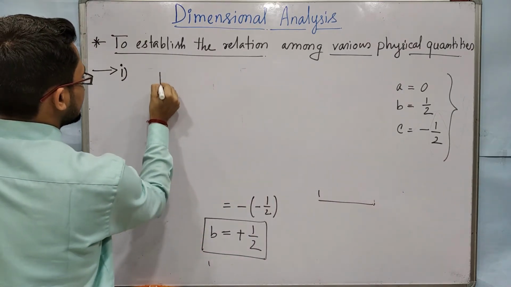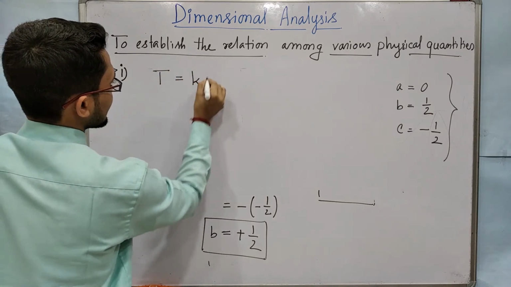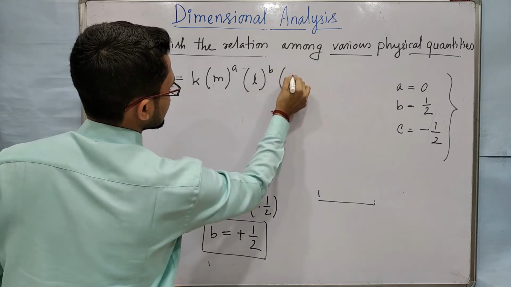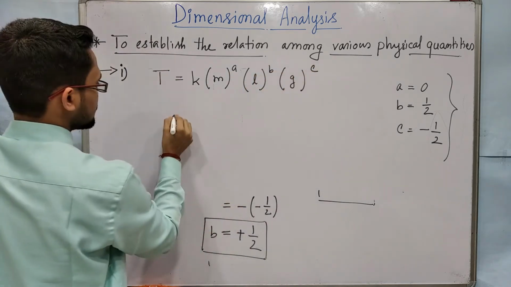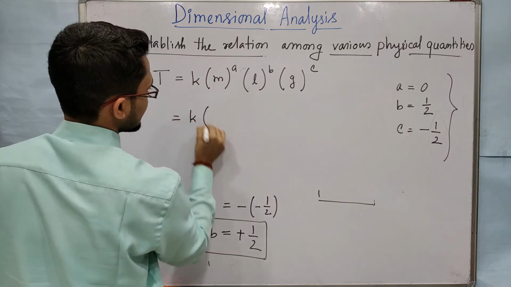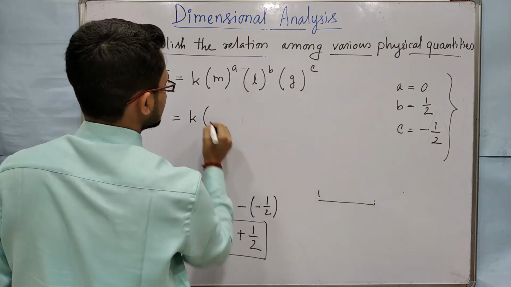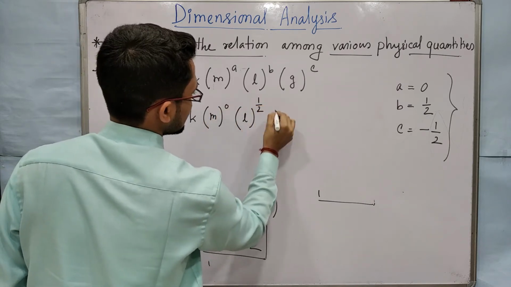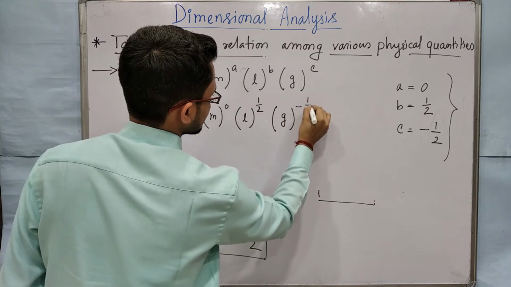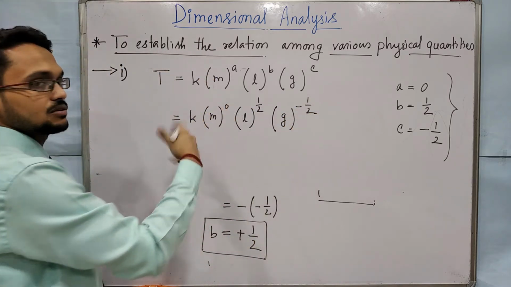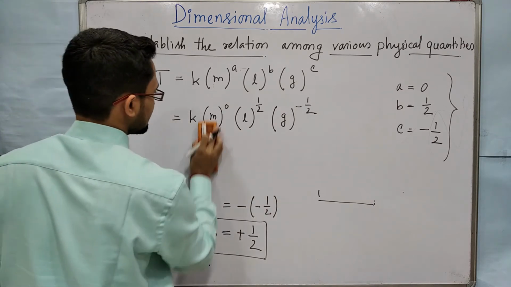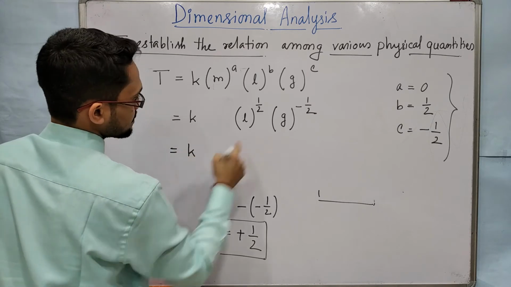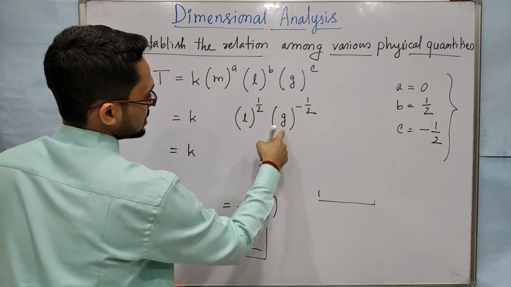The equation was T equal to K M to the power A, L to the power B, G to the power C. Put the values of A, B, C. So it will be K M to the power 0, L to the power half, and G to the power minus half. M to the power 0, something to the power 0 means 1, so this term will not be here. Then we can write K L to the power half into G to the power minus half.